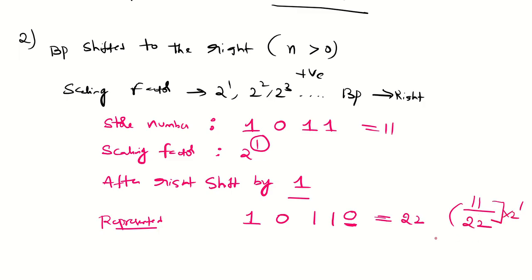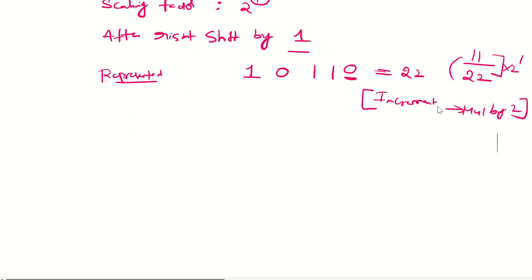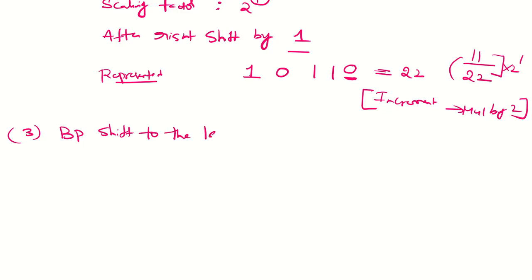So this means the value is simply incremented. How much does it increase? It is multiplied by 2. This is scaling by 2. So this is the way you can find out whether the binary base point is shifted towards the right side. In the third case, let's see what happens if the base point is shifted to the left.